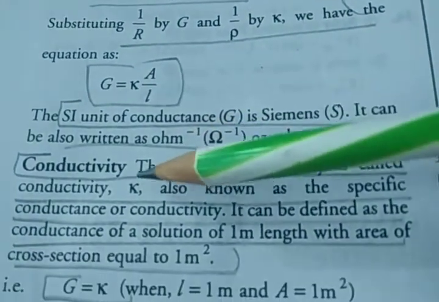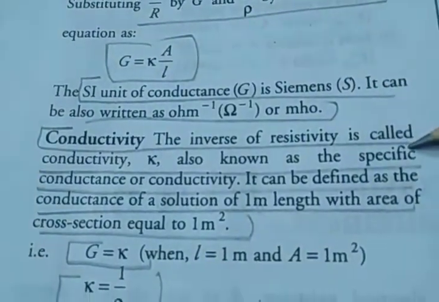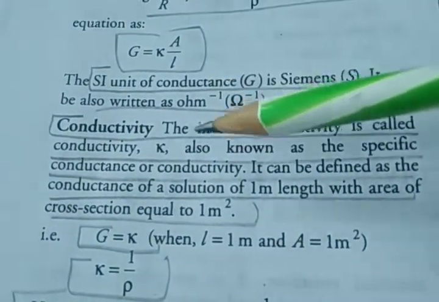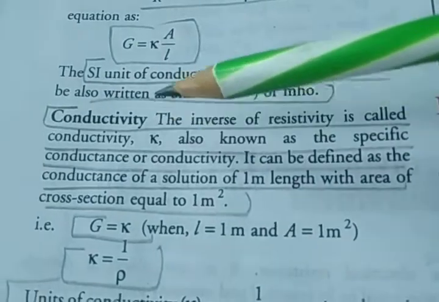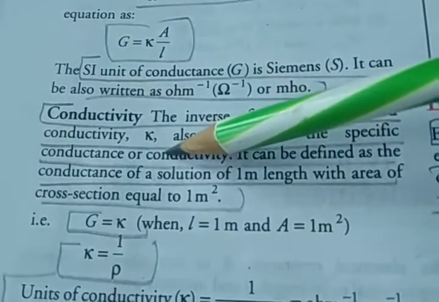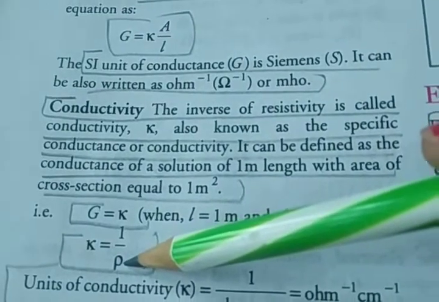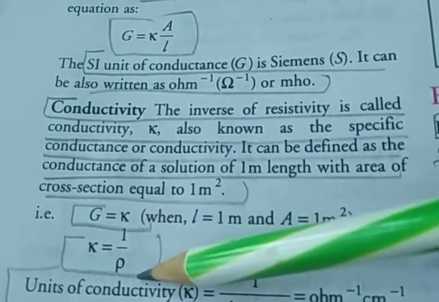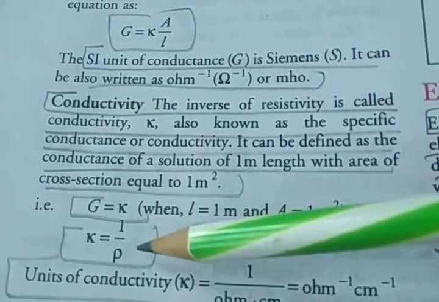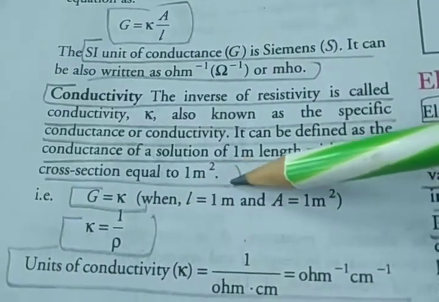The next term is conductivity. The inverse of the resistivity is called conductivity, kappa, also known as the specific conductance. So kappa is equal to 1 upon rho, where rho is resistivity. It can be defined as the conductance of a solution of 1 meter length and area of cross section equal to 1 meter square.